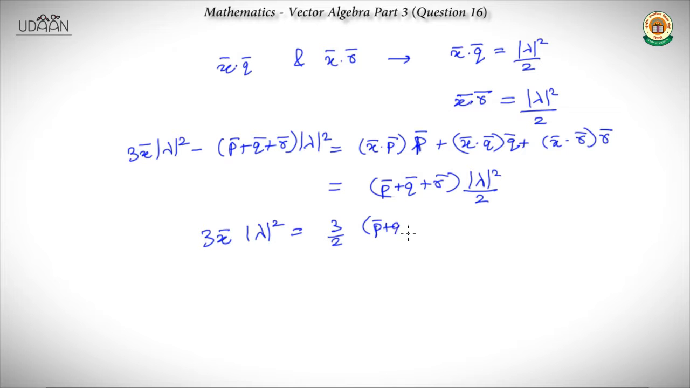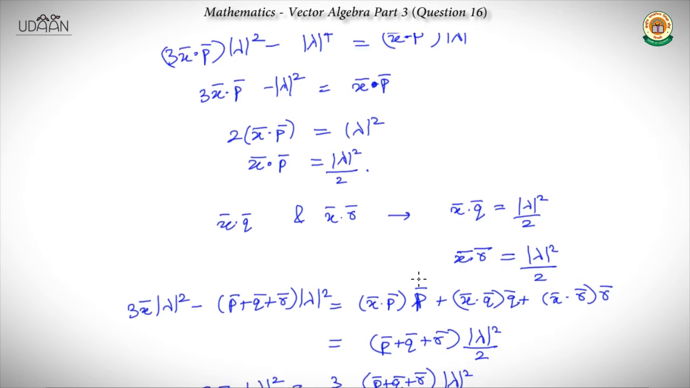p bar plus q bar plus r bar into lambda square, mod lambda square by 2, into mod lambda square. Okay, the 2 we took outside. So x bar will turn out to be p bar plus q bar plus r bar by 2. So it will turn out to be option B.